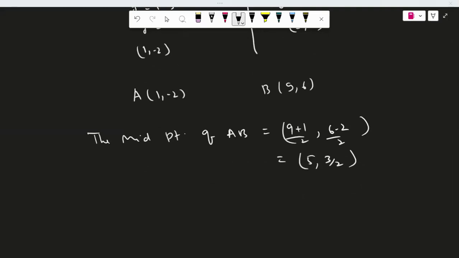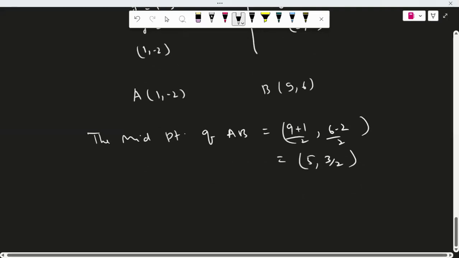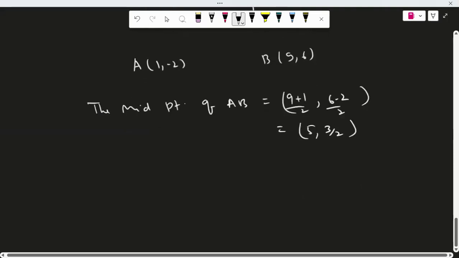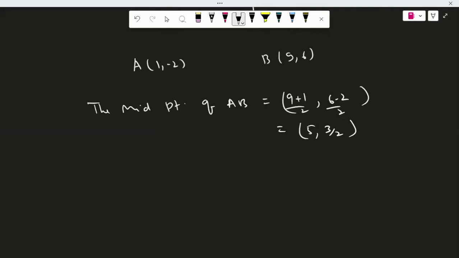And the second part was to find the length of AB. The second part, we have to find the length of AB. We will use the distance formula. Okay.